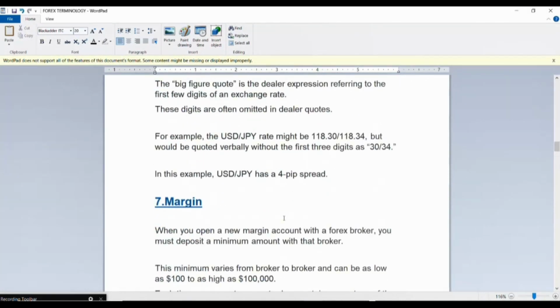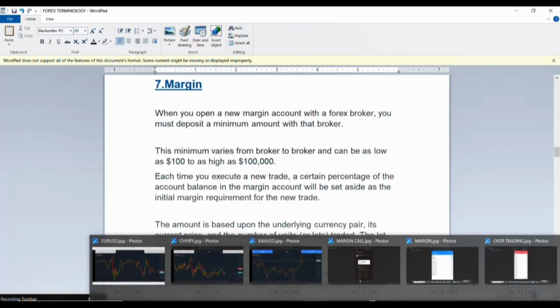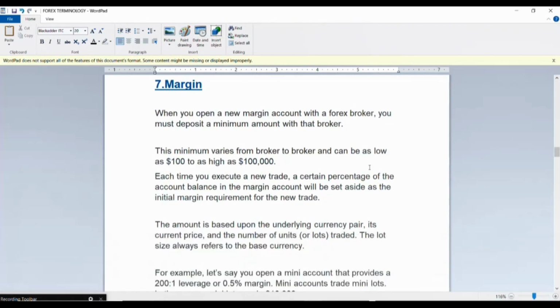Now, margin. What is margin? Margin is simply a down payment. Margin is a collateral. If you step in the market and you want to buy a particular currency, your broker will tell you, no problem, you are going to buy, but before you buy, you are going to make a down payment. And this down payment is always directly proportional to your account capital.